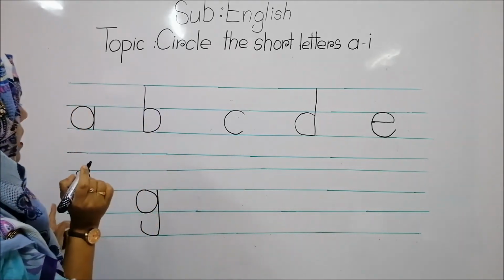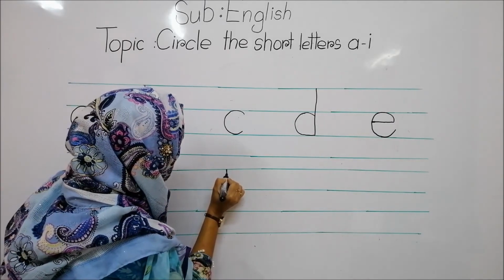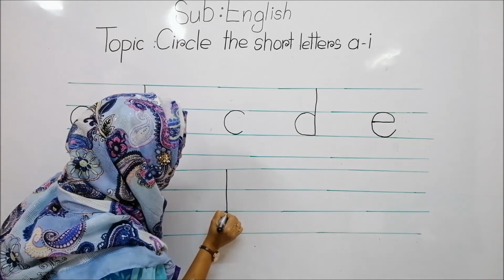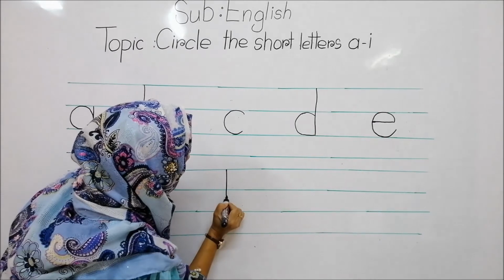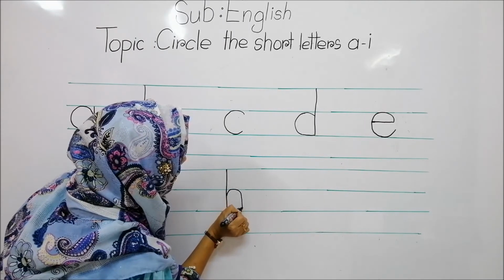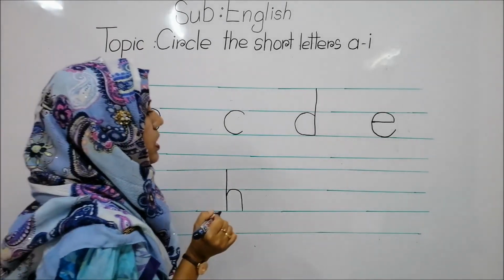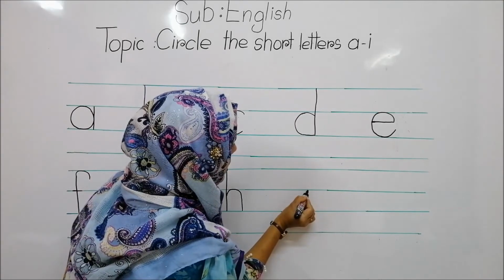G then which letter? E, F, G, H. H will start from first line, then it will go down and touch the third line. Now half circle. This is letter H. H then which letter? H then letter I.